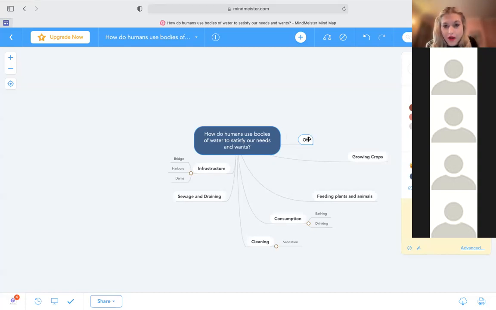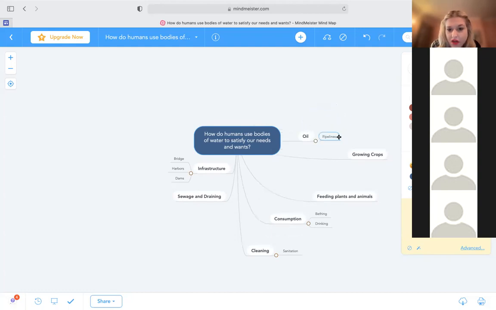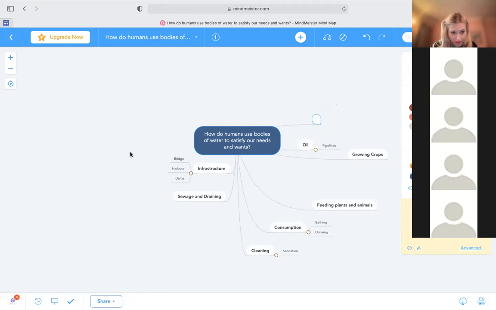For example, oil. Sometimes we have to dig inland to get oil, but sometimes we have to dig through water, or we have to even create pipelines that go through sometimes land, sometimes water. Just like we have pipelines for sewage and draining, we also have pipelines where we need to move oil or other types of, what other types of things would we need to move through?